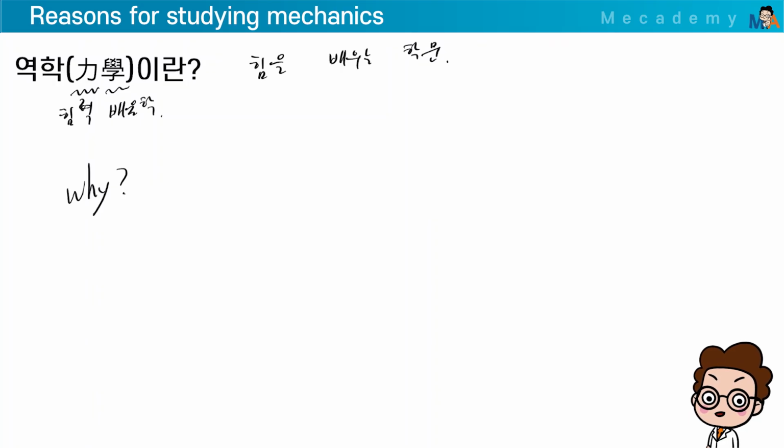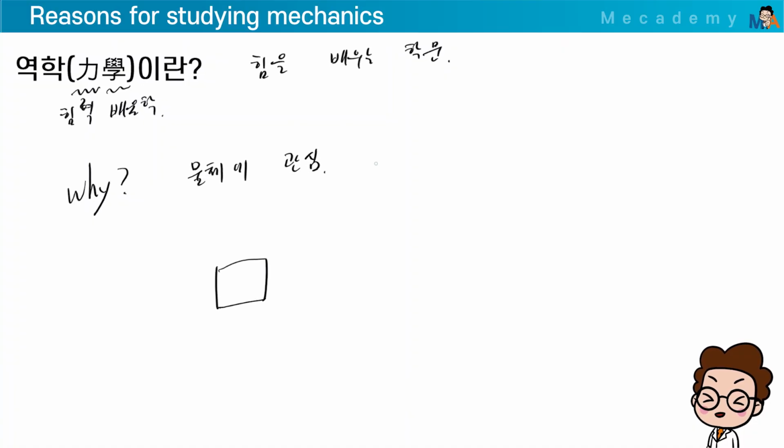Not many people can answer if you ask this, but let me tell you. The reason for learning mechanics is simple. We are interested in objects, not people, right? We are interested in objects, right? But an object is only interested in one thing, force. It's only interested in force and nothing else.